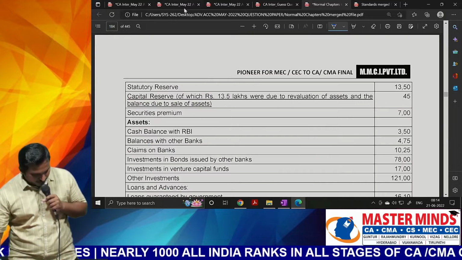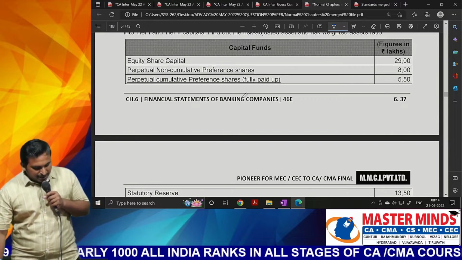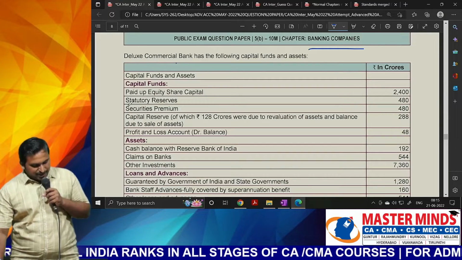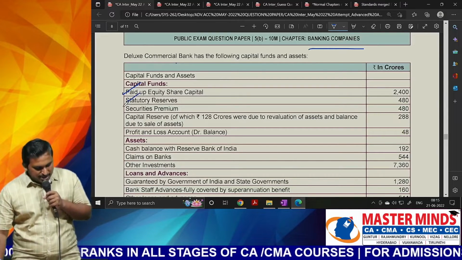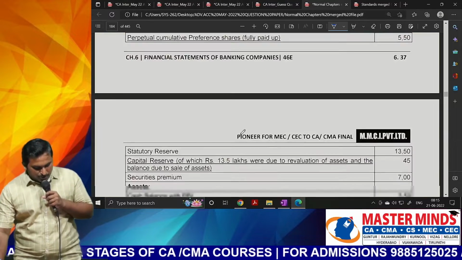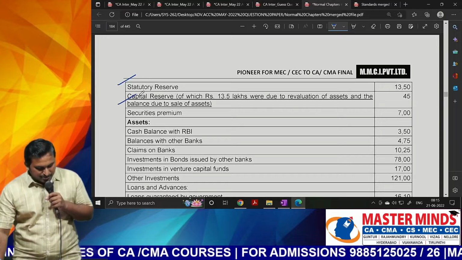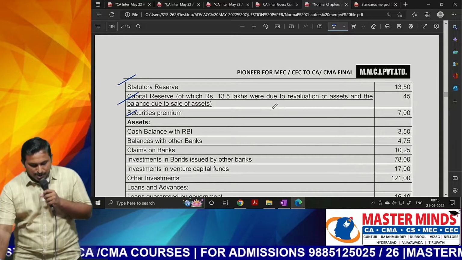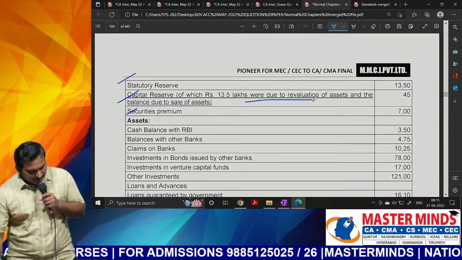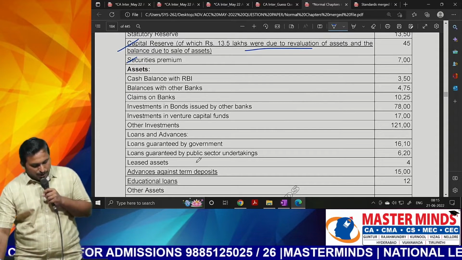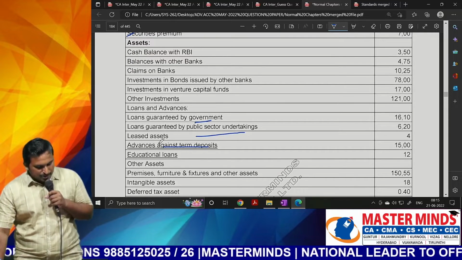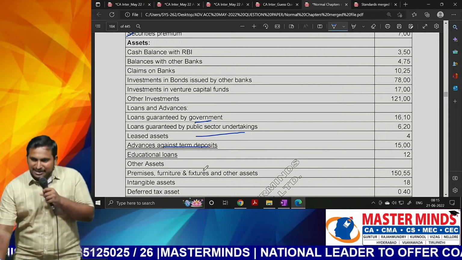180. So you could observe equity share capital. We have given perpetual non-cumulative, like that we have given. They have simply given equity share capital only. Statutory reserve, securities premium, capital reserve. All these points were covered, sir. Statutory reserve, securities premium, that capital reserve, out of which how much were due to revaluation. All these points were covered, sir. In assets also we have covered more. Loans guaranteed by government, PSU, advance against term deposits, leased assets, like that many things we have given, sir.